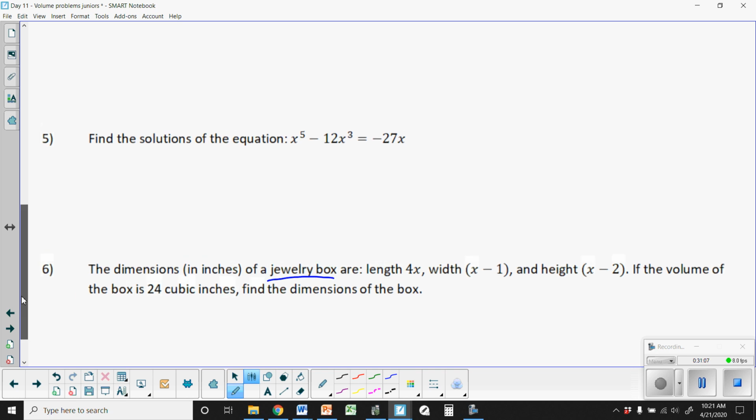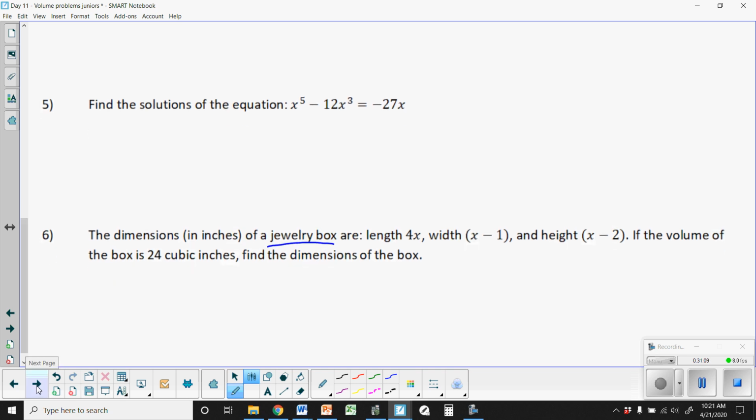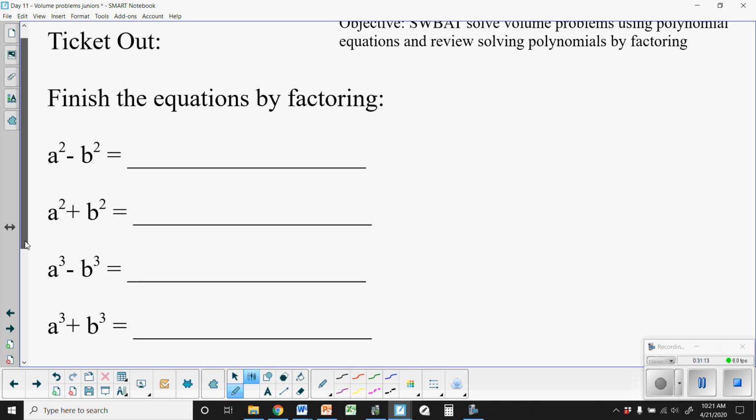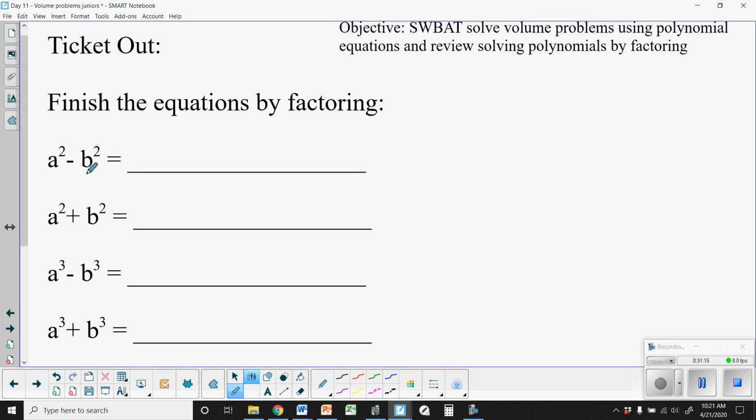All right, and then let's look at our ticket out for today. Finish the equations by factoring. Ooh, so we have some things here. So what does this factor to? Maybe you may have to look back on the notes. It's actually in today's notes. This is right here. How about this one? What does this factor to? And then we got another one. Oh, did we do this one in the notes today, or was it this one? I can't remember which one. Actually, I remember, but you may not.